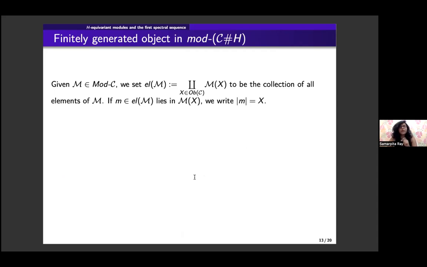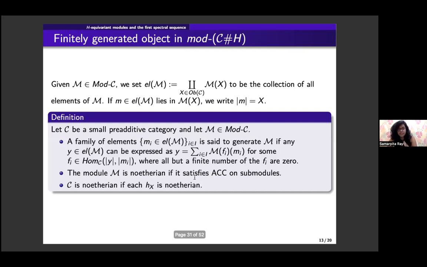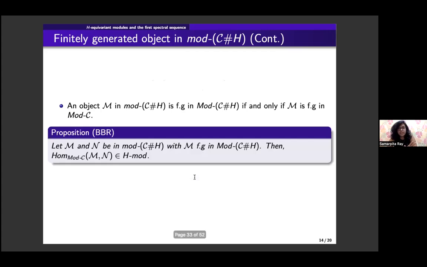Okay, I think I can skip this part. There is a notion of finitely generated object over modules, just the way we have the notion of modules over a ring, and you can talk about a finitely generated module over a ring. In a similar spirit, one can define a finitely generated object in a category. So that's the idea of a finitely generated object.